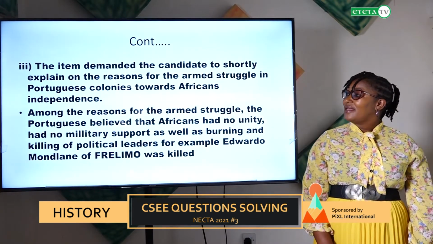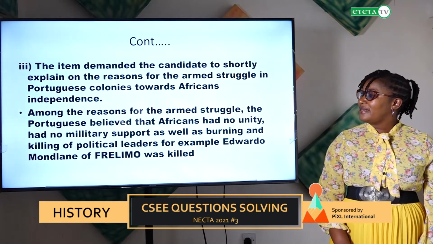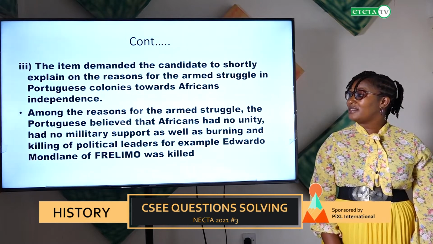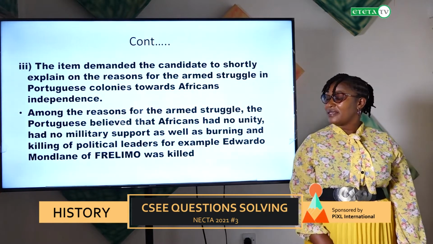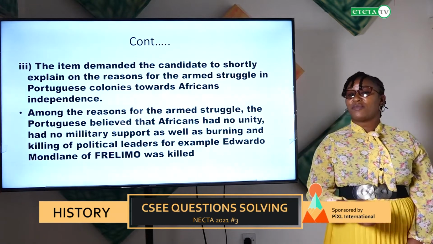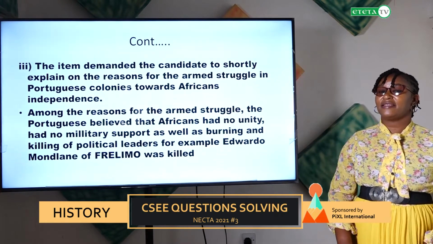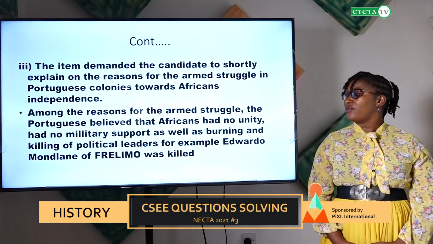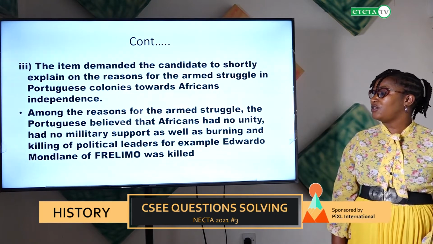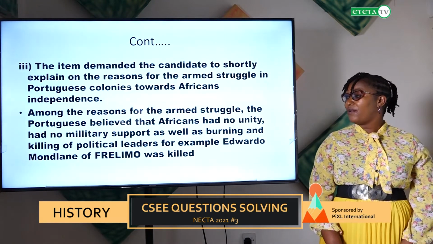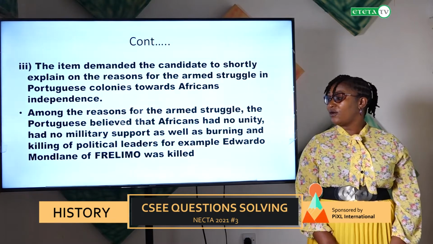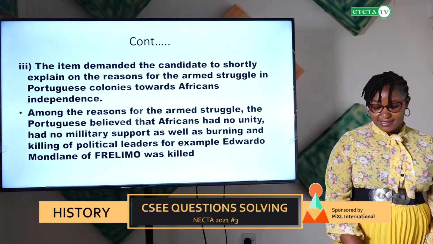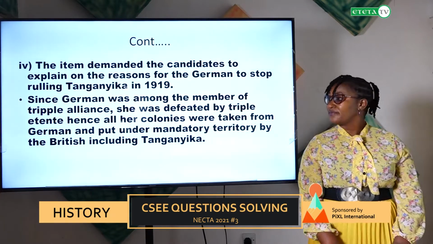Item number 3 demanded the candidates to briefly explain the reasons for the armed struggle in Portuguese colonies towards African independence. Meanwhile, why did those Portuguese colonies attain their independence through armed struggle? Among the reasons for the armed struggle, the Portuguese believed that Africans had no unity and no military support, as well as banning and killing of political leaders. For example, Eduardo Mondlane of Frelimo was killed by the Portuguese.